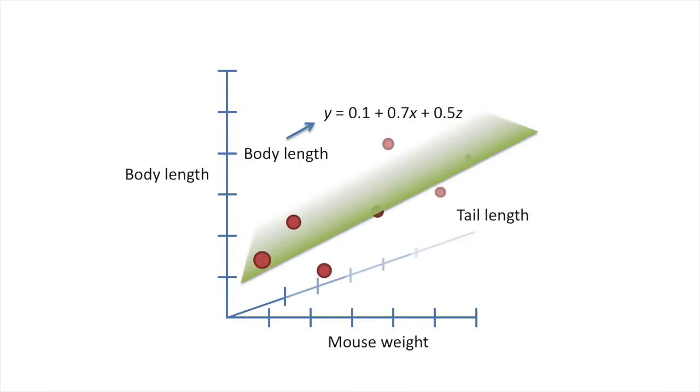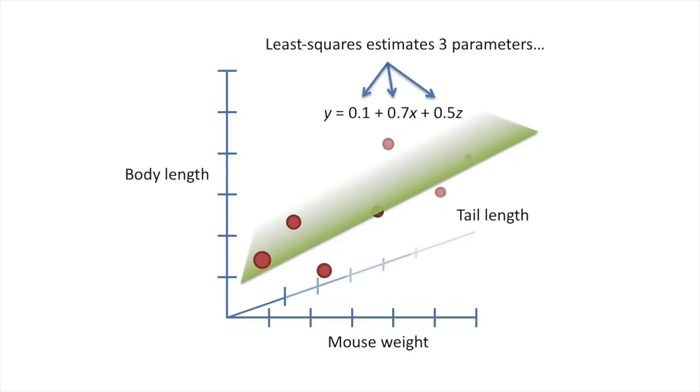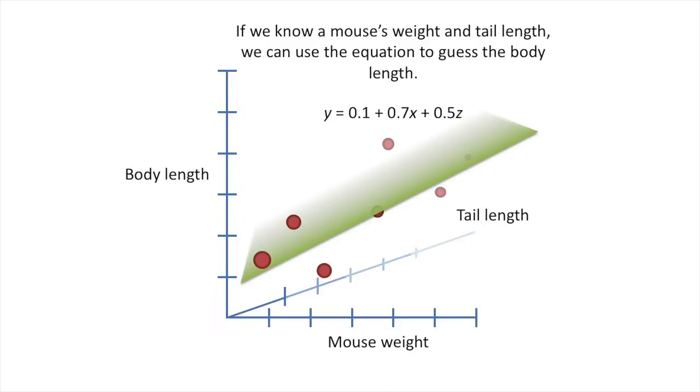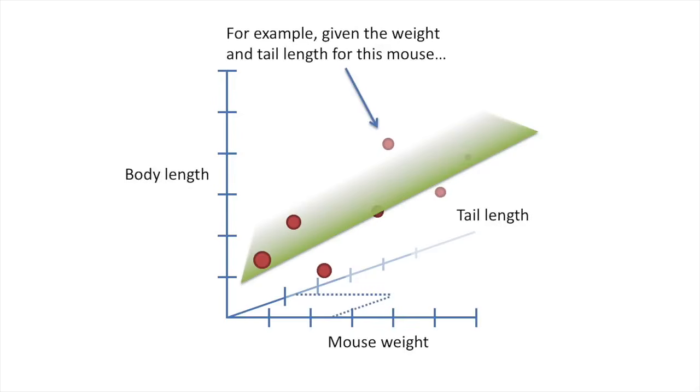The y value represents body length. Least squares estimates three different parameters. The first is the y-intercept. That's when both tail length and mouse weight are equal to 0. The second parameter, 0.7, is for the mouse weight. The last term, 0.5, is for the tail length. If we know a mouse's weight and tail length, we can use the equation to guess the body length. For example, given the weight and tail length for this mouse, the equation predicts this body length.